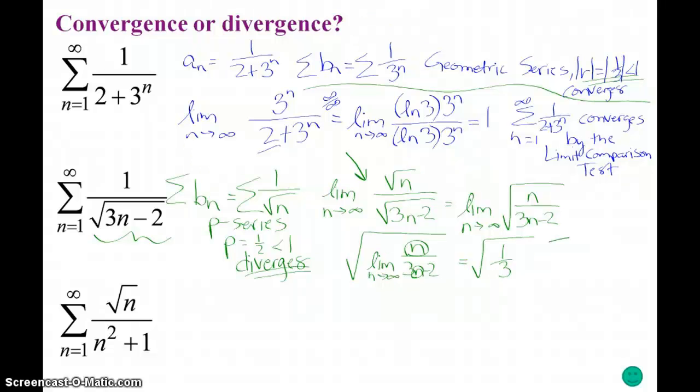And so in this case, since it's a real number value, not 0, not infinity, I would tell the AP reader that a sub n, the original series they gave me, diverges, I'm comparing it with a divergent p series, diverges by the limit comparison test.